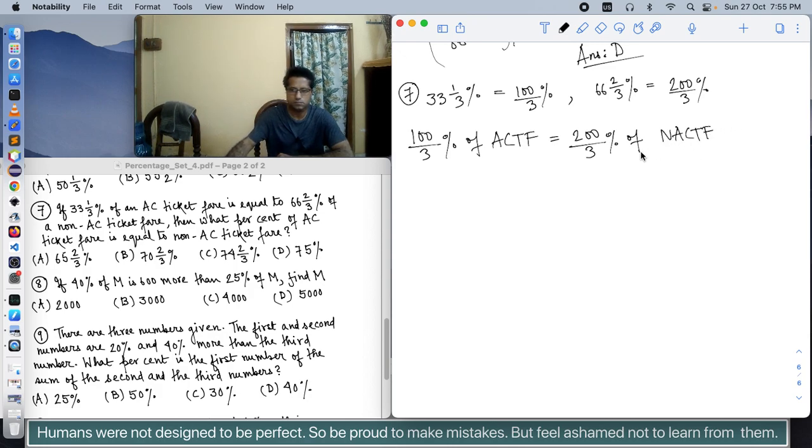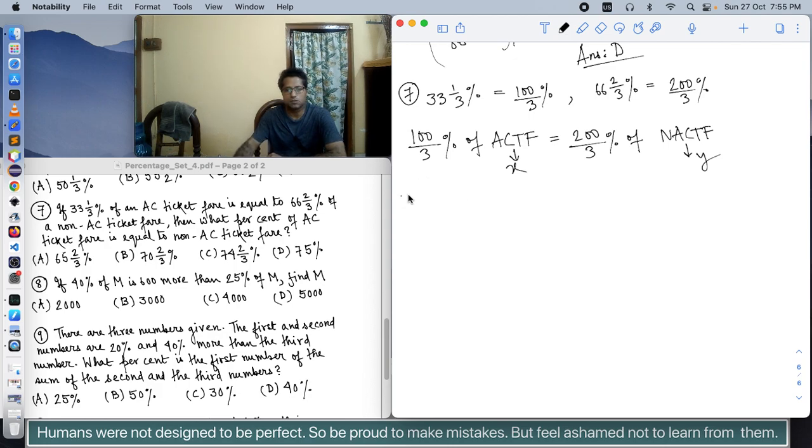So let's say ACTF and NACTF, very weird names I am taking. Let's say ACTF be X and NACTF be Y. It will be painful to write ACTF and NACTF again and again. So we are considering that X be the AC ticket fare and Y be the non-AC ticket fare. So it is given that 100 by 3% of X is equal to 200 by 3% of Y.